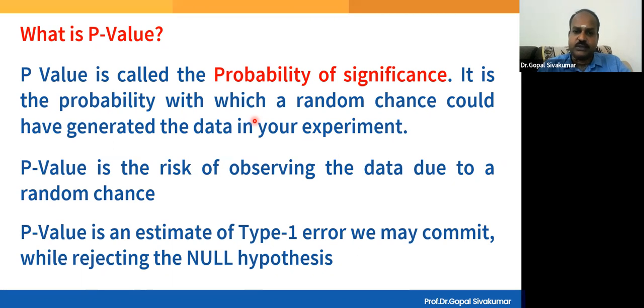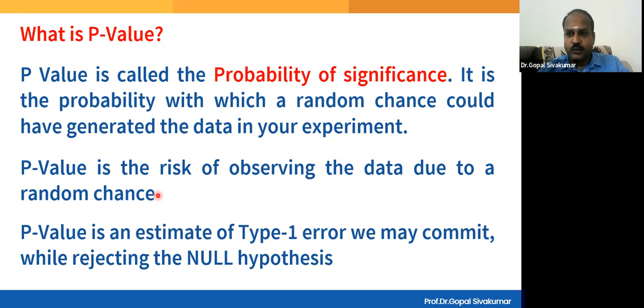So p-value is the risk of observing the data due to a random chance. Whatever you observed in your experimentation may be merely due to a random chance. Anything can happen, isn't it? So what is the probability that what we observed in the sample study could have happened completely due to a random chance?